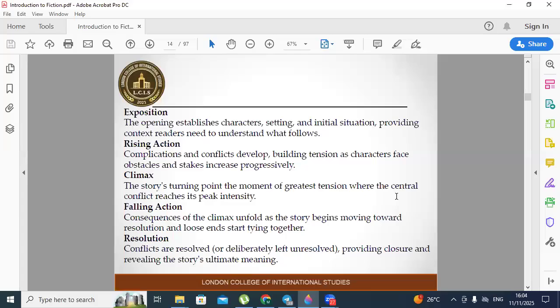Plot structure: five stages. Most plots follow a five-stage structure, though with infinite variations. Exposition: the opening establishes characters, setting, and initial situation, providing context readers need to understand what follows. Think of exposition as orientation. Here is who we are following, where we are, what's normal before complications arise. In The Great Gatsby, exposition introduces Nick Carraway, his move to West Egg, and his mysterious neighbor Gatsby.